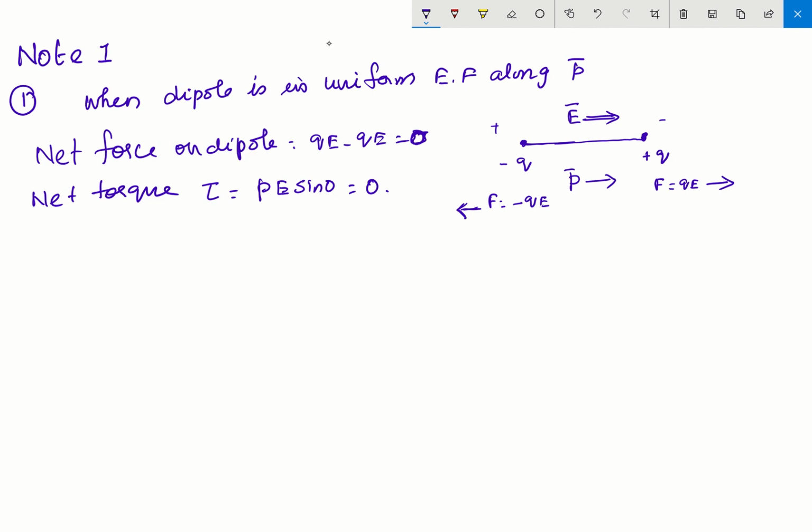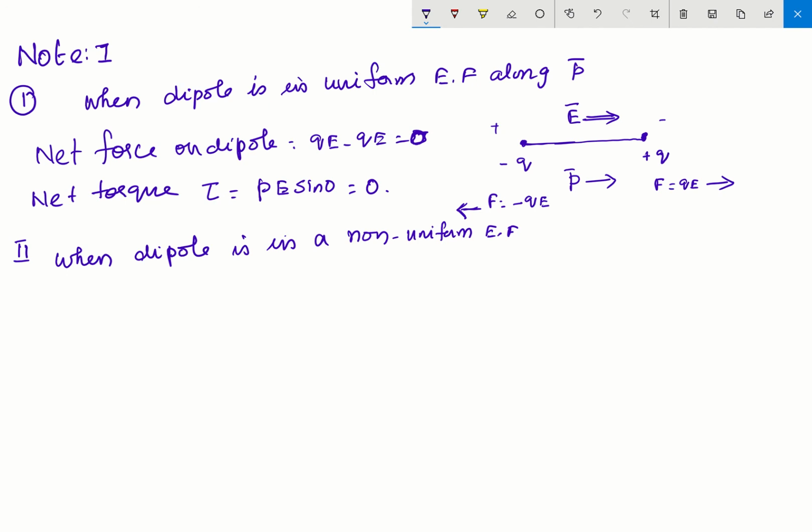Then note 2. When the dipole is in a non-uniform electric field.